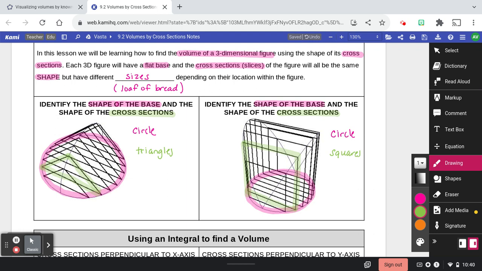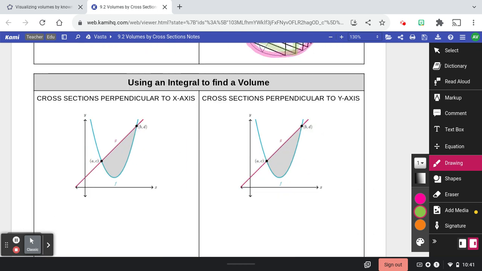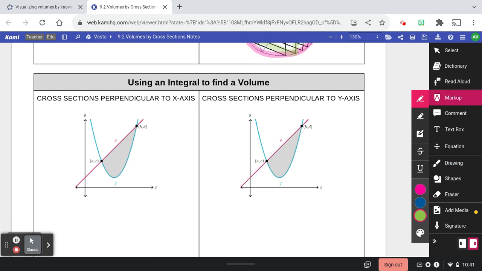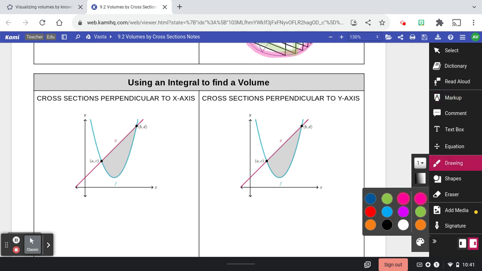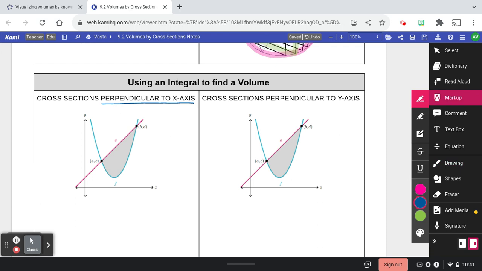So how do we attack a problem like this? How do we go about actually adding up the area of all those super thin slices to build a volume, a three-dimensional shape? Well, we do that by using an integral, because an integral is how we can add things up. Now, sometimes we're going to graph our base and we're going to find that the cross sections, and this will be told to you in the directions, are perpendicular to the x-axis. Remember, the x-axis on a graph is down here at the bottom.